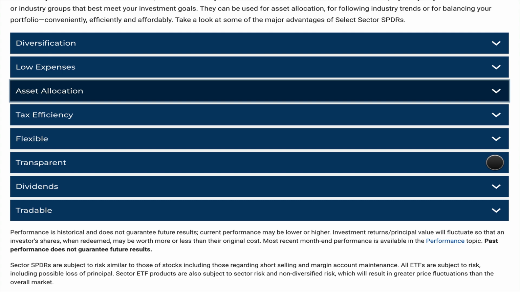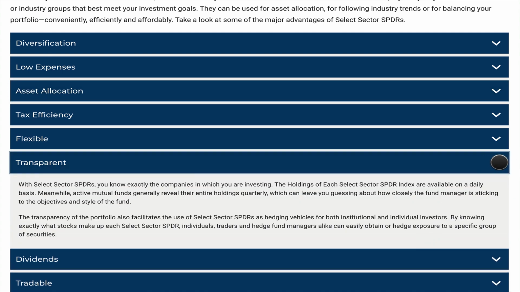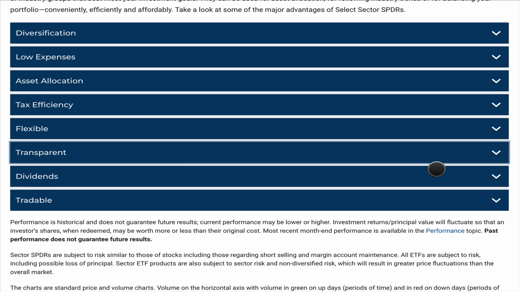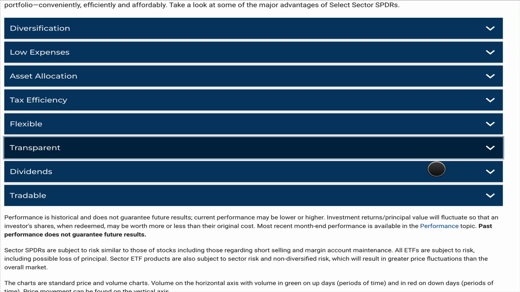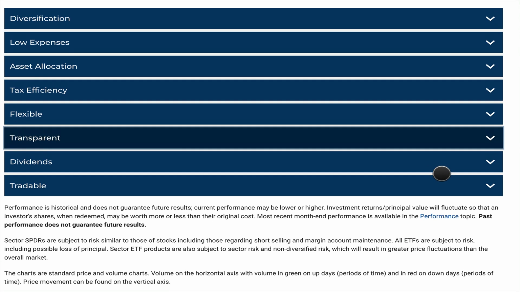Transparency: because it's transparent, you know exactly what you're owning. With the S&P 500, you don't know how much you own of each sector. But with this one, you know exactly how much you own. So there's transparency to that.